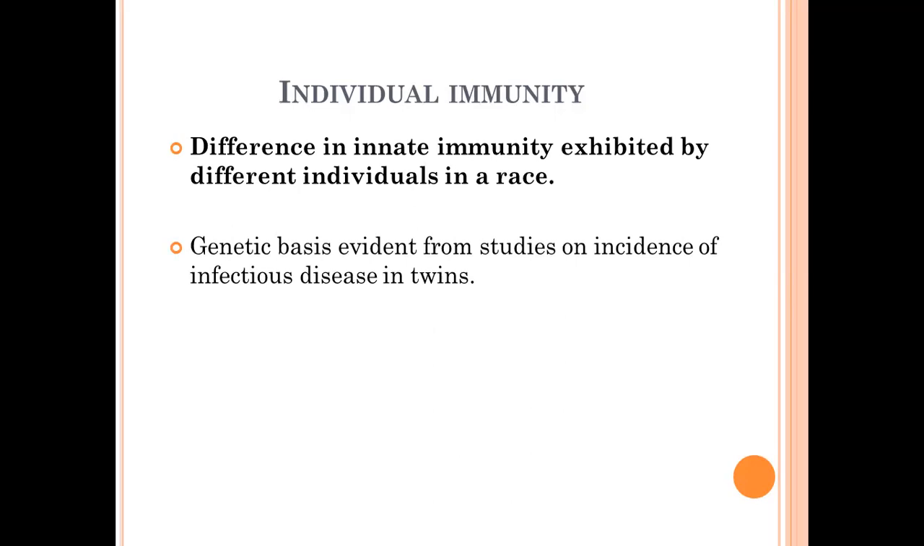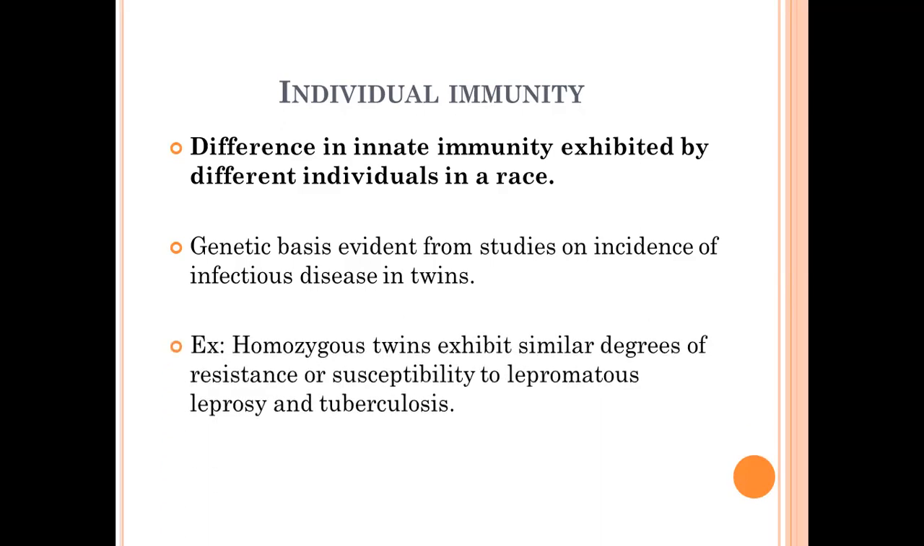The genetic basis is evident from studies on the incidence of infectious disease in twins. For example, homozygous twins exhibit a similar degree of resistance or susceptibility to lepromatous leprosy and tuberculosis. So to study this individual immunity, scientists have studied the incidence of infectious diseases in twins, and they have found that homozygous twins exhibit similar degrees of resistance or susceptibility to lepromatous leprosy and tuberculosis.